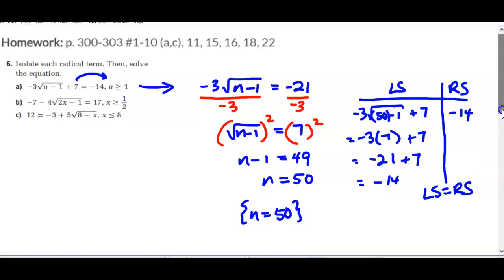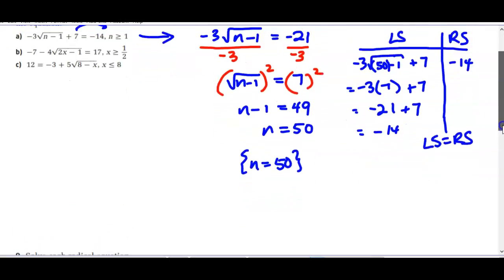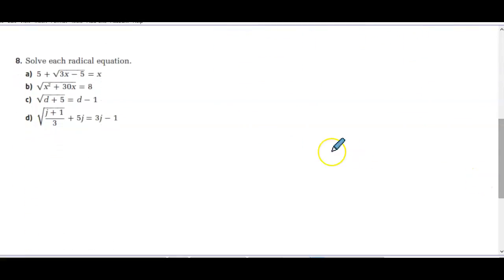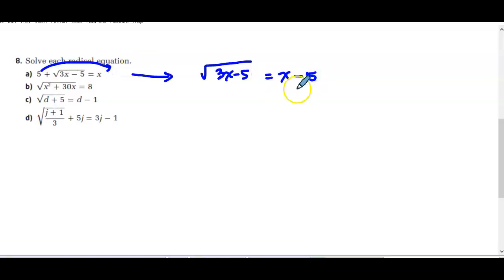Okay, next one, I'm not going to do C on that because it's kind of similar. Question 8, let's look at this one because you'll notice it has a variable in the radicand and a variable in just a variable term that's not square rooted. So in this case, you still want to get the radical term by itself, so root of 3x minus 5, and then we want to get rid of any other terms. So that's going to be x minus 5. You can't simplify that, but at least the radical's by itself.